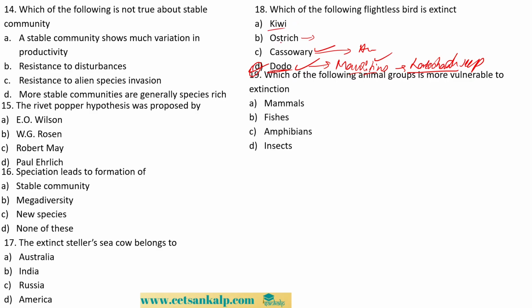Yeah. Which of the following animal groups is more vulnerable to extinction? Mammals, fishes, amphibians, insects. The answer over here is amphibians. Okay, amphibians are said to be more vulnerable to extinctions. Okay, for example, there is some data that they have given in your textbook.